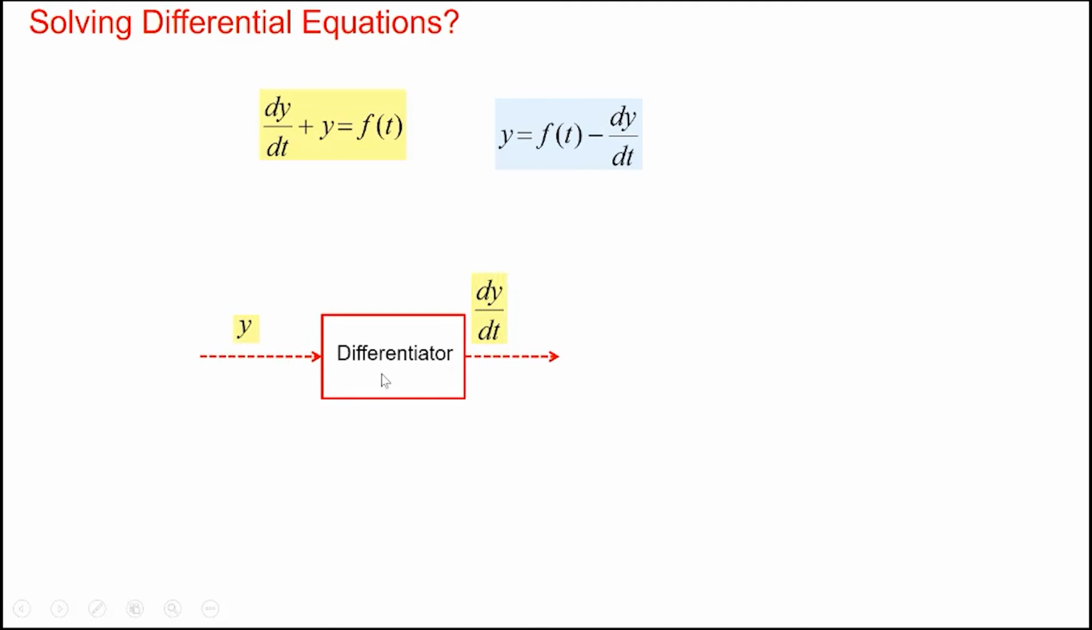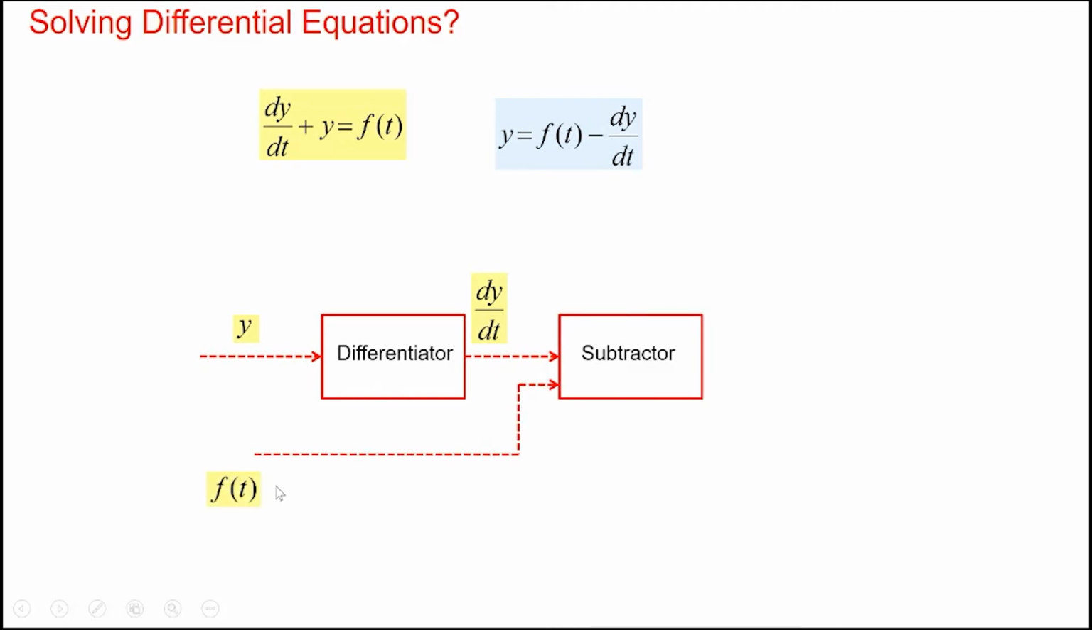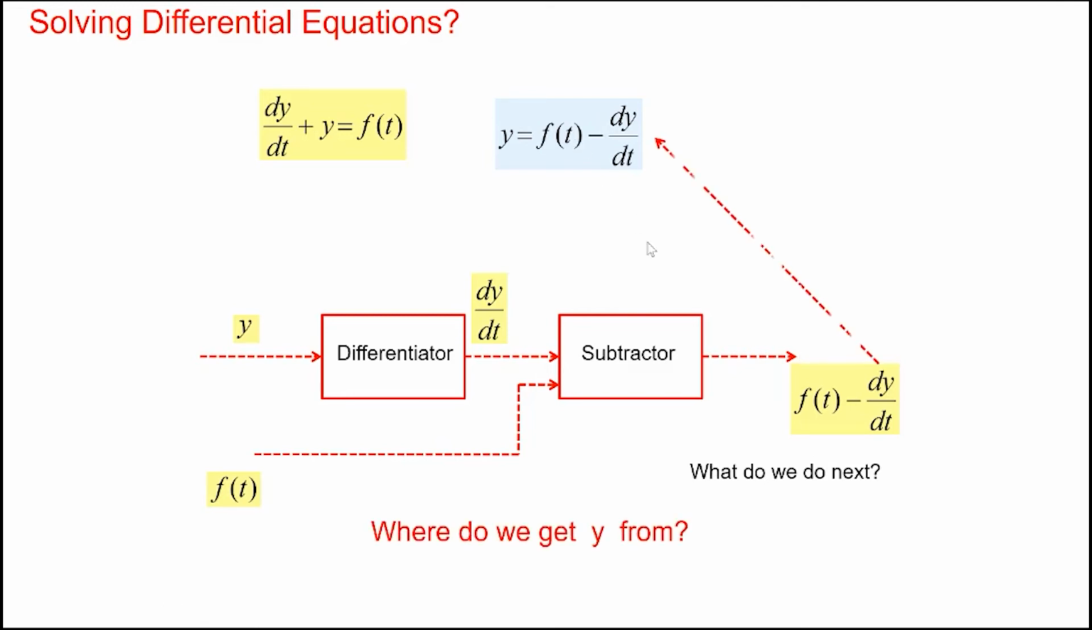We just saw that we can build a differentiator, dy by dt. And then let's put a subtractor here. So f(t), and if we have a subtractor block, we'll get the output which is f(t) minus dy by dt here. And note that y equals f(t) minus dy by dt. So basically, what do we do next? Well, we use this equation here, right? Where do we get y from? We use this equation here and we connect them up here, right?